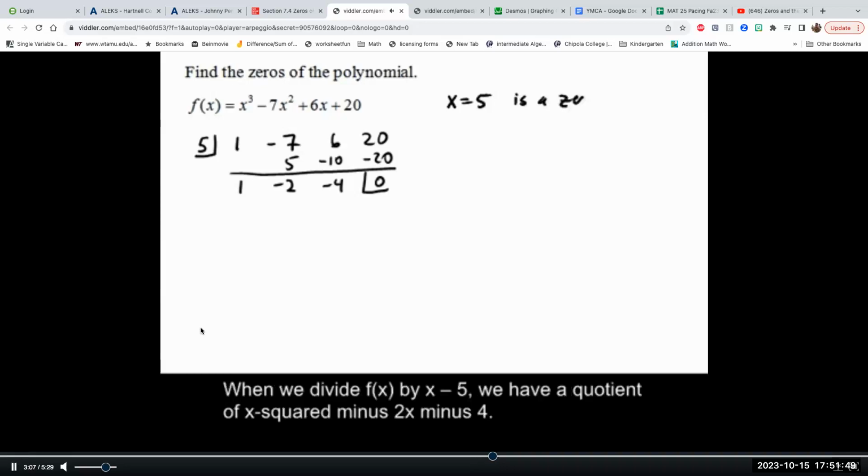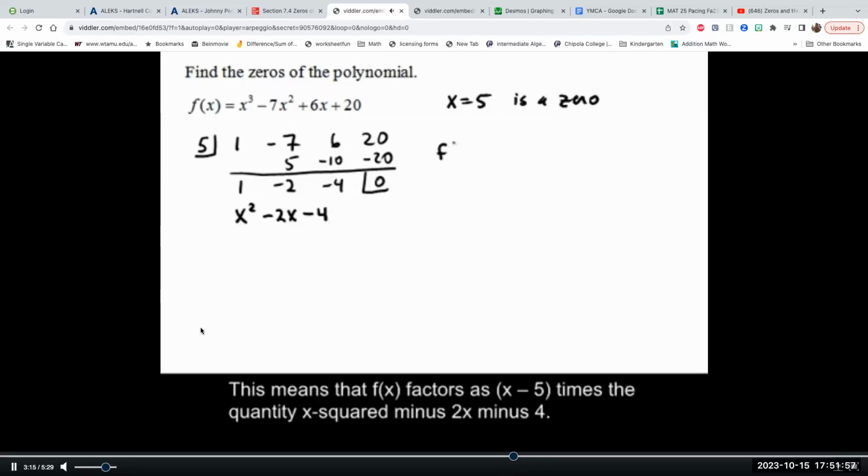When we divide f of x by x minus 5, we have a quotient of x squared minus 2x minus 4. This means f of x factors as x minus 5 times the quantity x squared minus 2x minus 4.